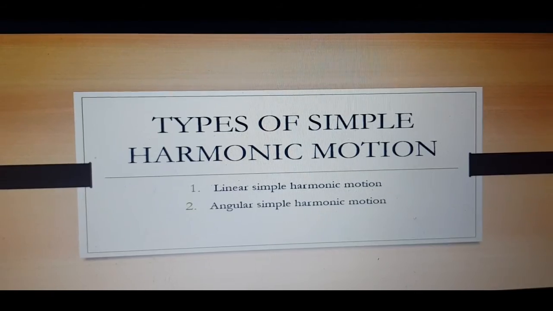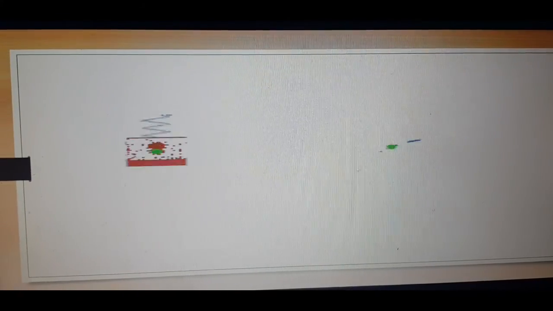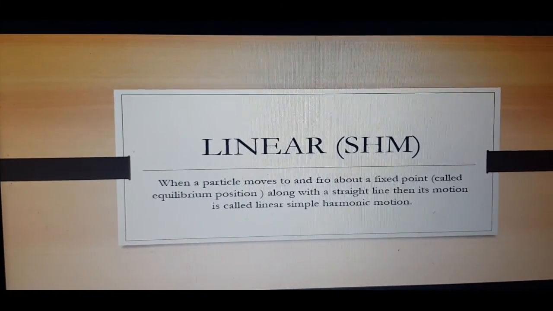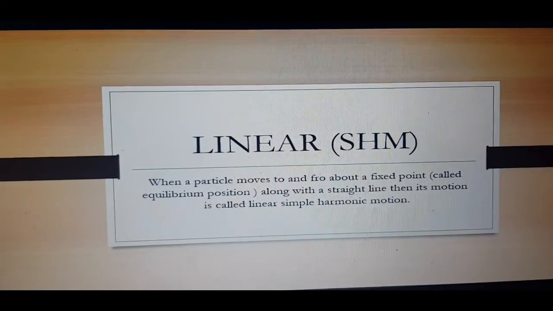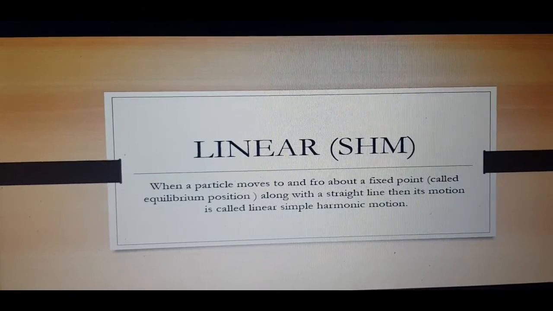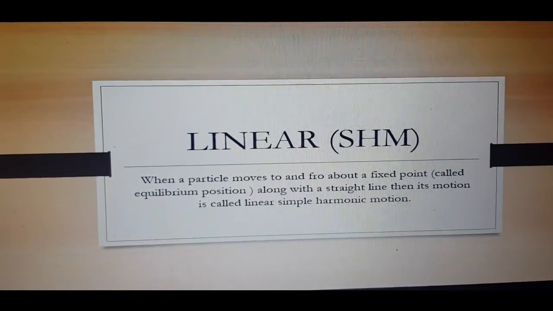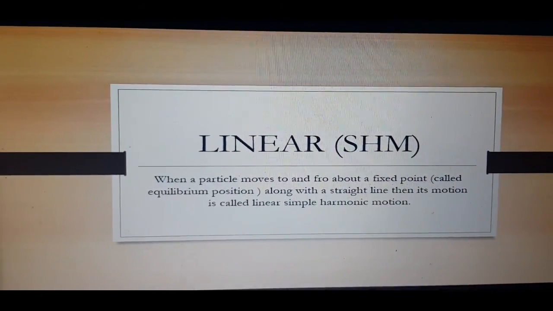As you can see here, class, they are moving in a straight line. It moves to and fro, up and down. So, linear harmonic motion: when a particle moves to and fro about a fixed point called the equilibrium position along a straight line, then the motion is called linear harmonic motion.